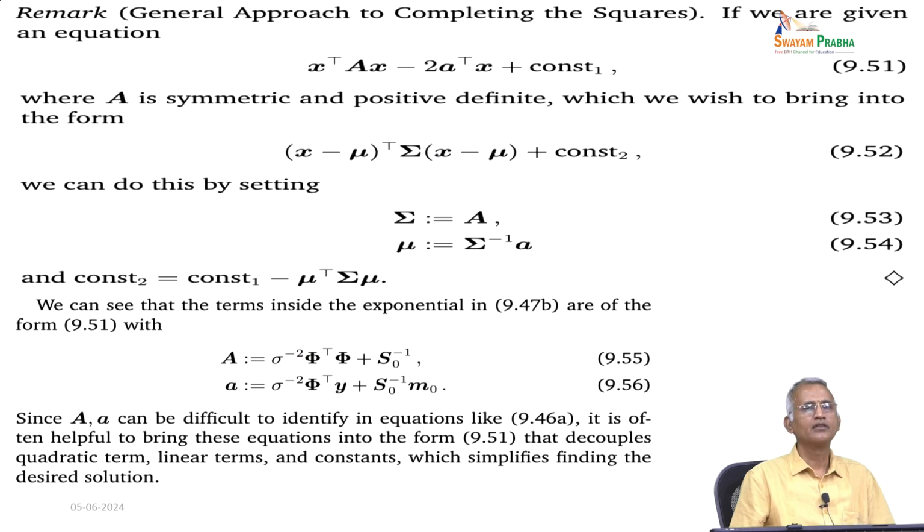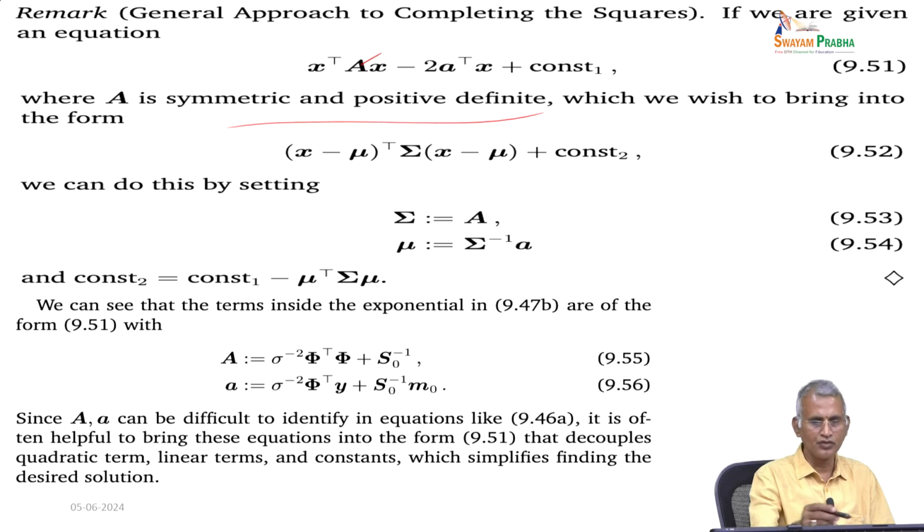So, we have a note on the general approach to complete the square. If we are given the equation x transpose A x minus 2 a transpose x plus constant, where A is symmetric and positive definite, which we wish to bring into the form (x minus mu) transpose Sigma (x minus mu) plus constant, we can do this by setting Sigma equal to A and mu equal to Sigma inverse a, and constant 2 equal to constant 1 minus mu transpose Sigma mu.